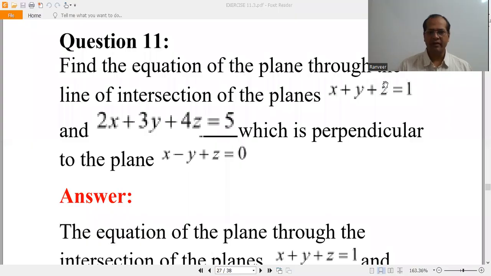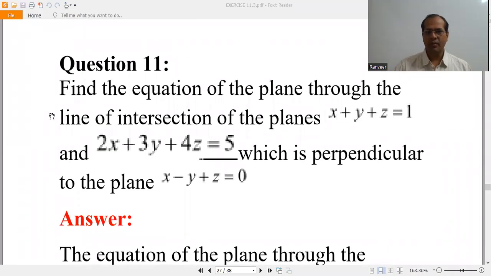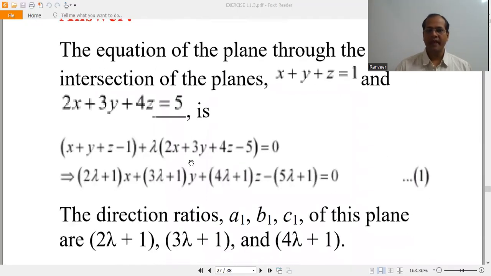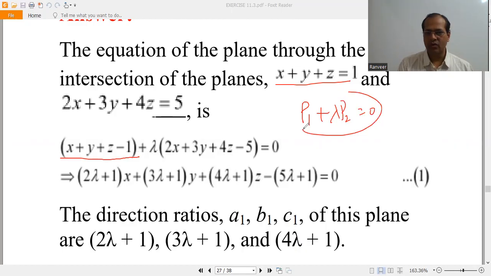Question number 11. Find the equation of the plane through the line of intersection of the planes x plus y plus z equal to 1 and 2x plus 3y plus 4z equal to 5, which is perpendicular to the plane. Now, in this type of question, what do we have to do? We know the equation of the two planes. So always remember P1 plus lambda P2 equal to 0. This is the equation of the required plane.